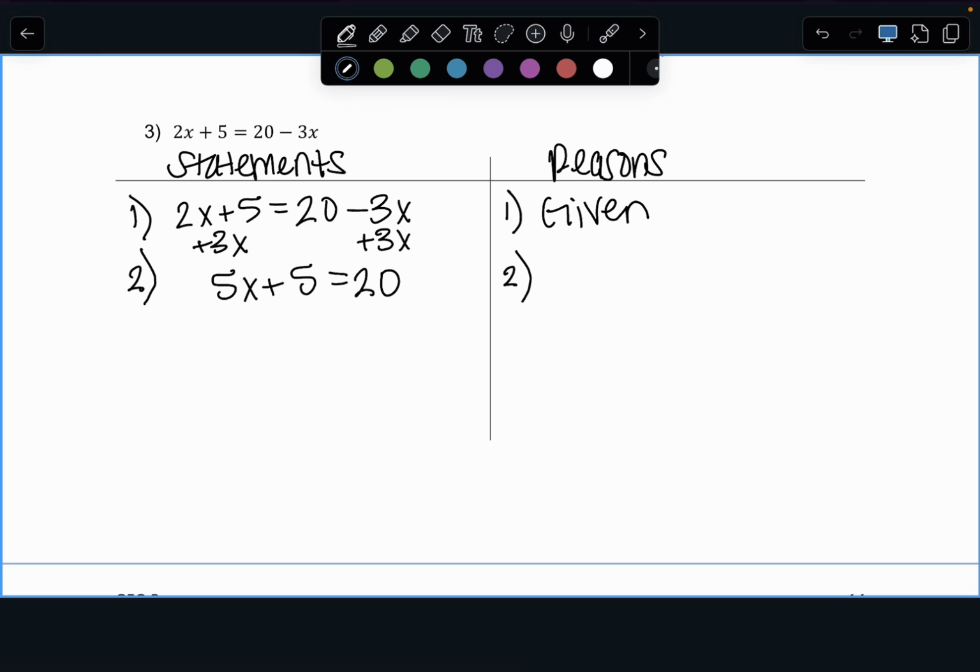We added, so we used the addition POE. And then, hold on, hang tight. Someone besides Jordan. Kayla, what would you do next to solve this equation? Subtract 5, right? So we would subtract 5, and now Jordan, what property does that use? Subtraction POE.